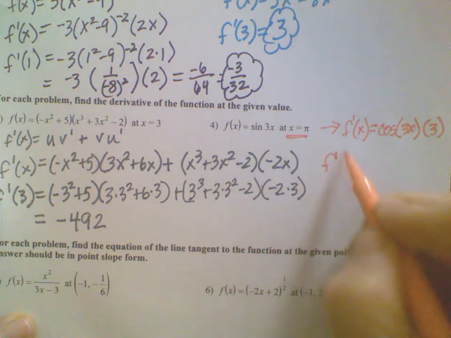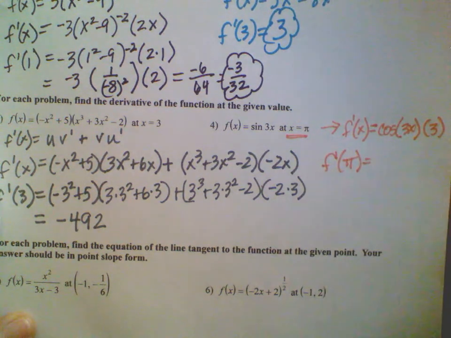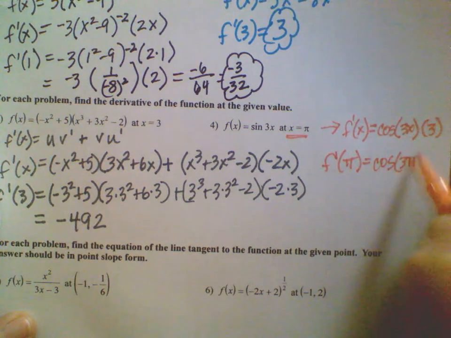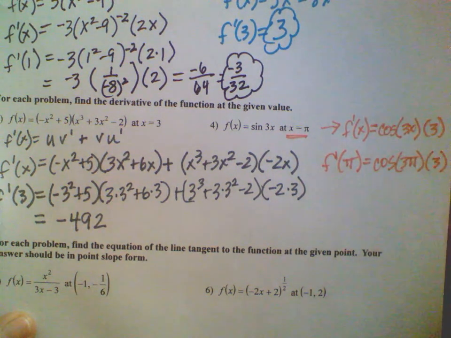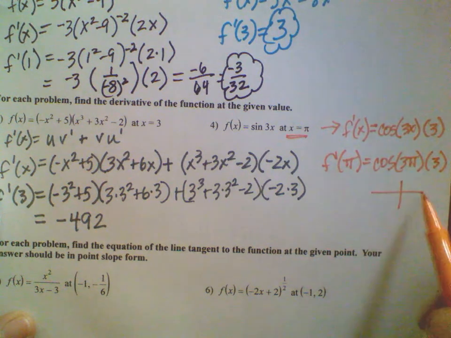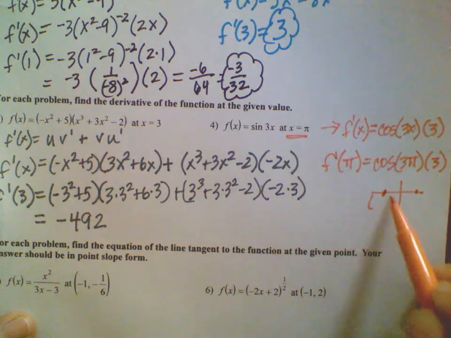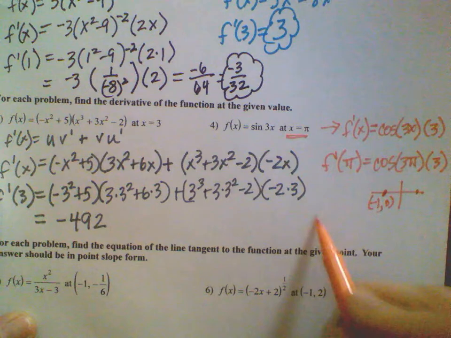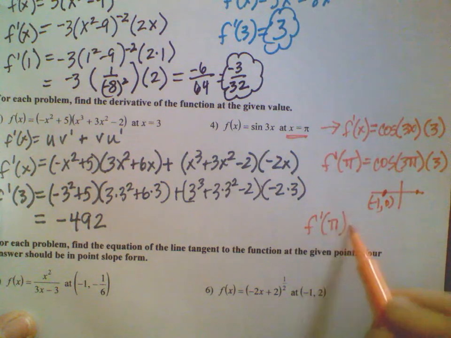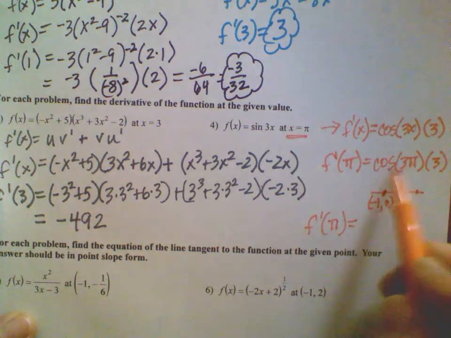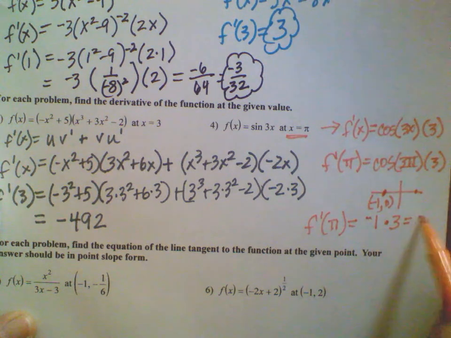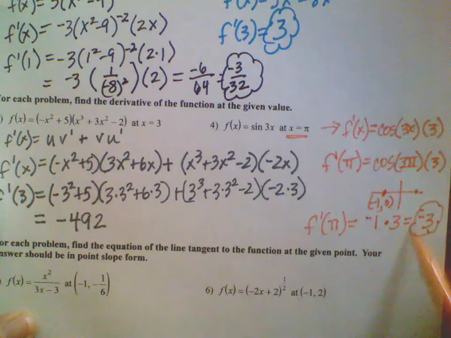So f prime of pi just means I replace x with pi. So this is the cosine of 3 pi times 3. Well, 3 pi, remember where that is? 0, 1, 2. Here's 3 pi over here. That's the point negative 1, 0. The cosine is negative 1, so f prime of pi is equal to negative 1 times 3, or negative 3. And that becomes my slope of my tangent.